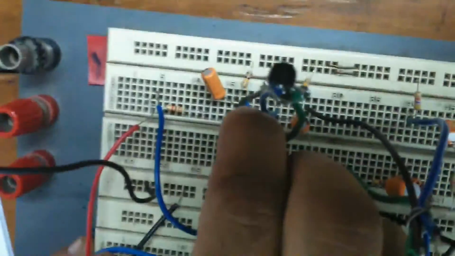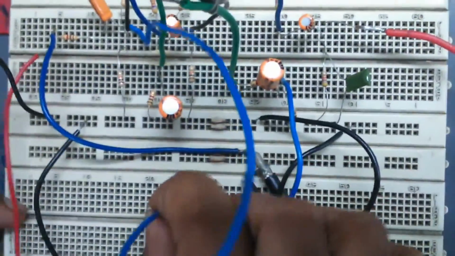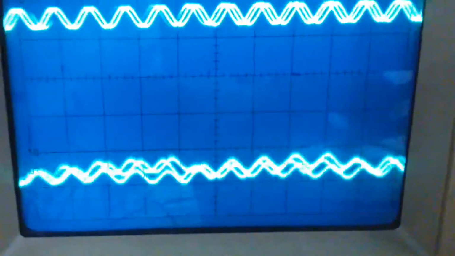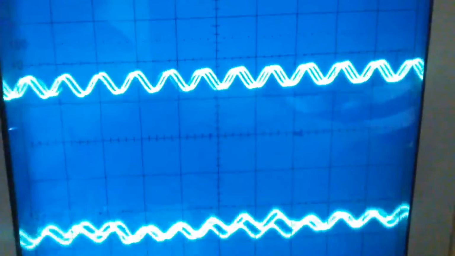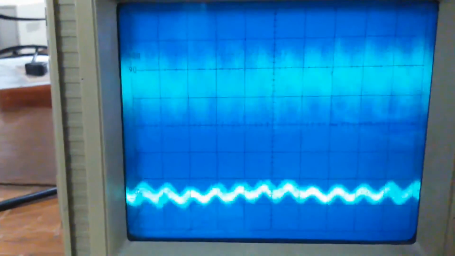So I just connected it. Look at my output signal. When I connected my feedback, my output signal got changed. This is my output signal. So this is without feedback. When I connected with feedback, the output signal has drastically changed from 3.2 to 0.8.